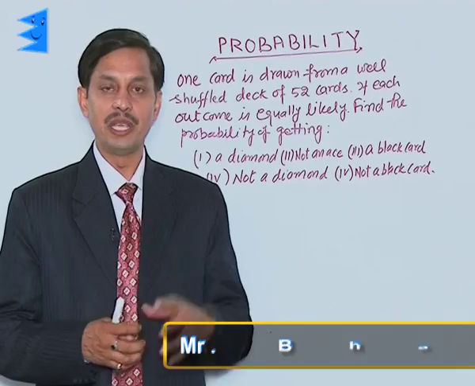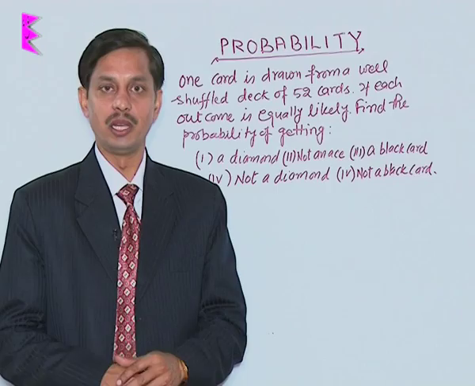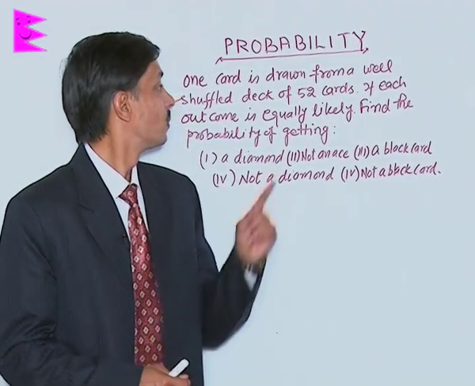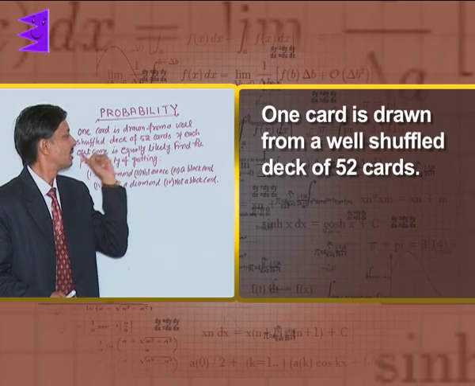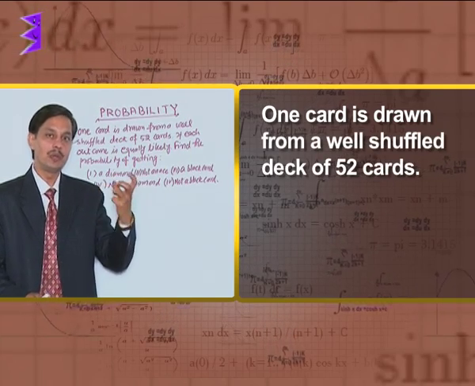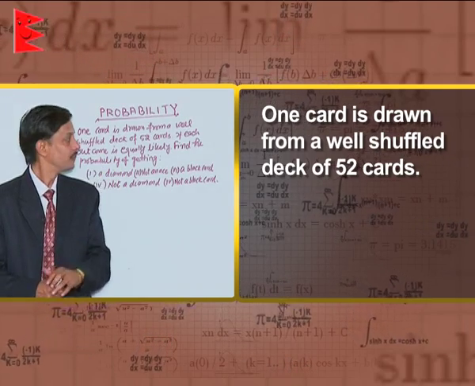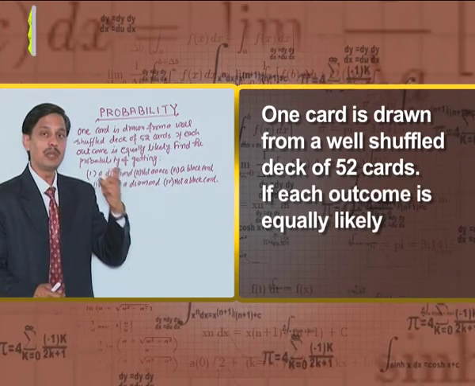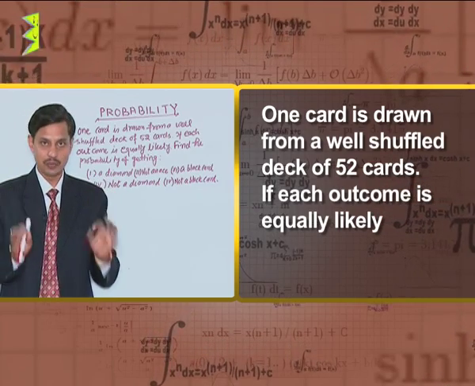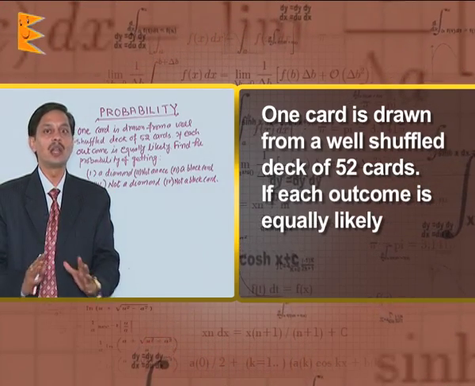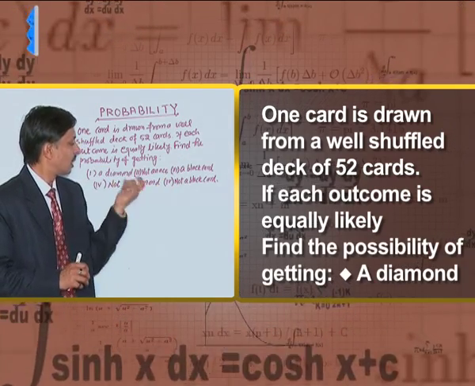After discussing all basic information and results, I want to discuss with you one very elementary question related to probability. One card is drawn from a well shuffled deck of 52 cards. We have 52 cards, and out of these 52 cards, one card is being picked. If each outcome is equally likely, that means the cards are very well shuffled, no card repeats and no card is missing. Find the probability of getting a diamond.